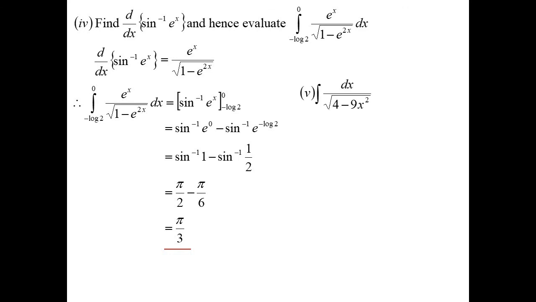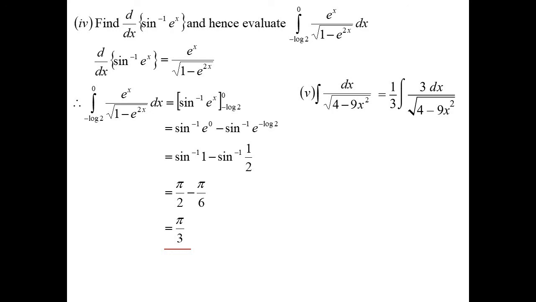Here's one that's more interesting. So dx on the square root of 4 minus 9x squared. So I would like to create the derivative on top. But remember, it's not the derivative of 9x squared, because that's the function squared. So it's the derivative of 3x. So I'd like 3 on top. So 3, balance it out, I've got a third out the front.